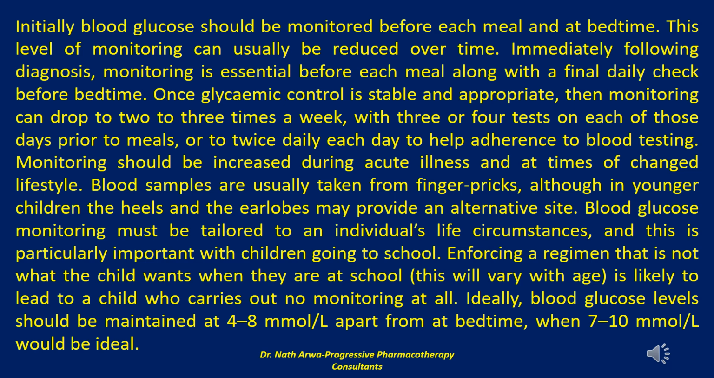Blood samples are usually taken from finger pricks, although in younger children the heels and the earlobes may provide an alternative site. Blood glucose monitoring must be tailored to an individual's life circumstances, and this is particularly important with children going to school. Enforcing a regimen that is not what the child wants when they are at school, this will vary with age, is likely to lead to a child who carries out no monitoring at all. Ideally, blood glucose levels should be maintained at 4 to 8 millimoles per liter apart from at bedtime, when 7 to 10 millimoles per liter would be ideal.